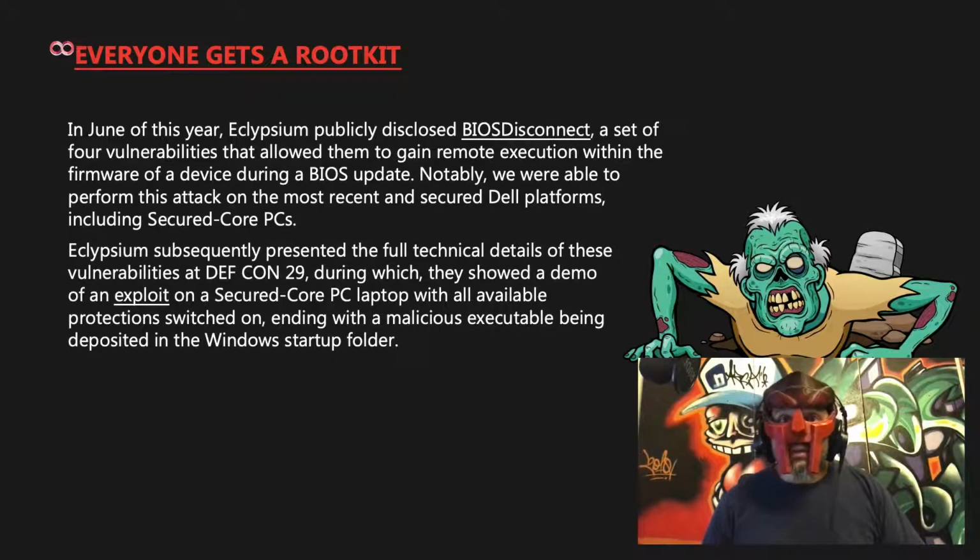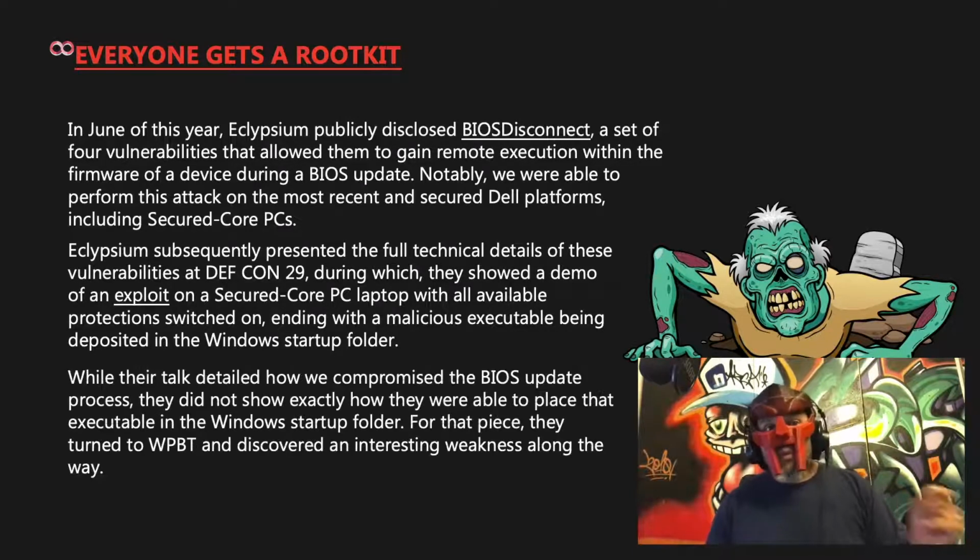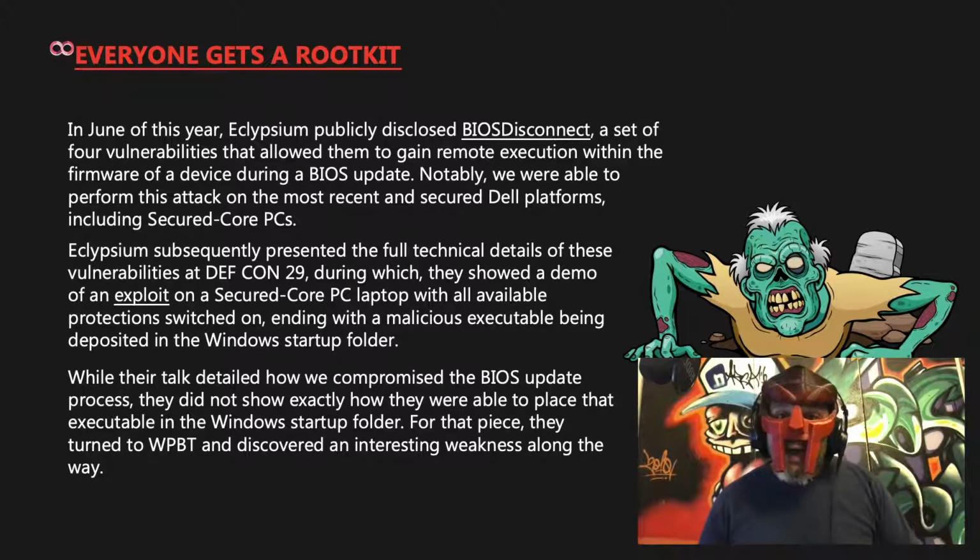Eclypsium subsequently presented the full technical details of these vulnerabilities at DEF CON 29, during which they showed a demo of an exploit on a secured core PC laptop with all available protections switched on, ending with a malicious executable being deposited in the Windows startup folder. While their talk detailed how they compromised the BIOS update process, they did not show exactly how they were able to place that executable in Windows startup folder. For that piece, they turned to WPBT and discovered an interesting weakness along the way.